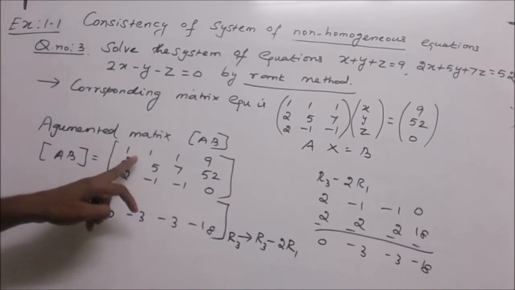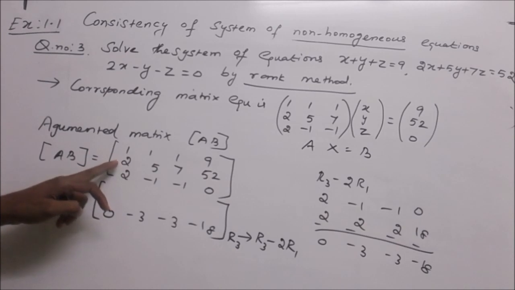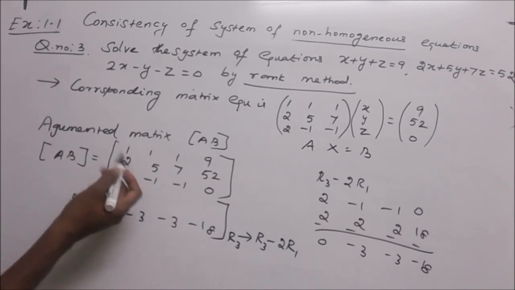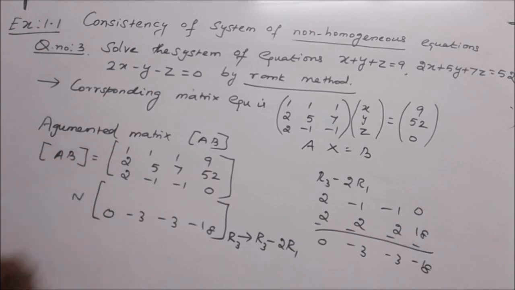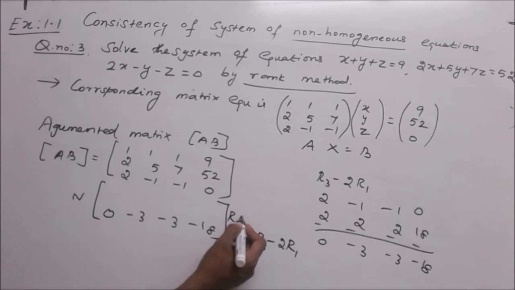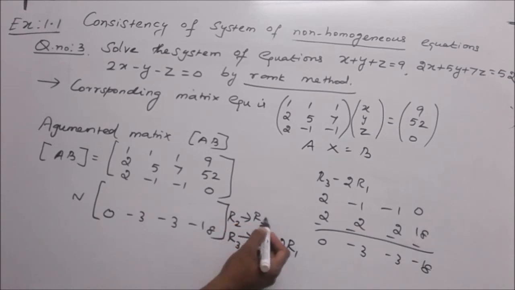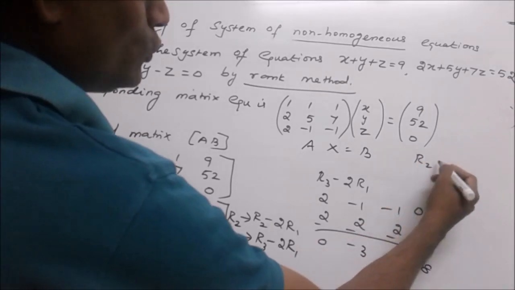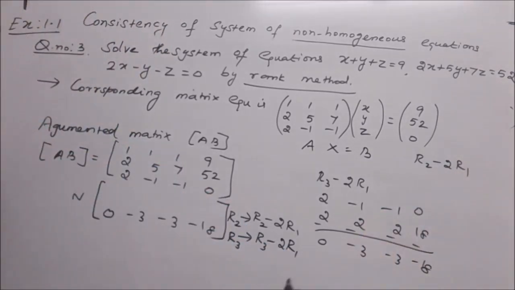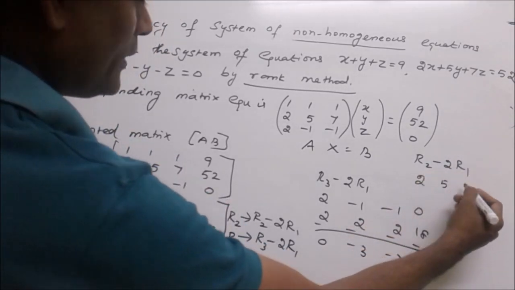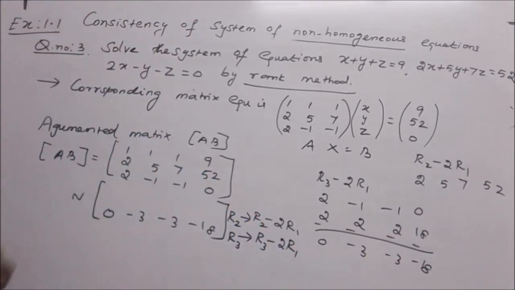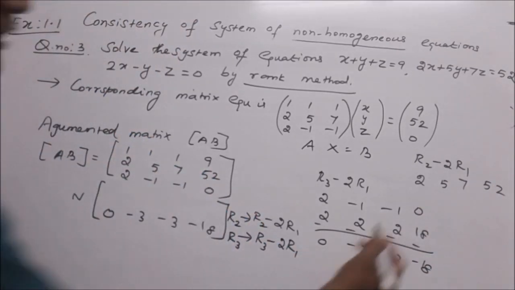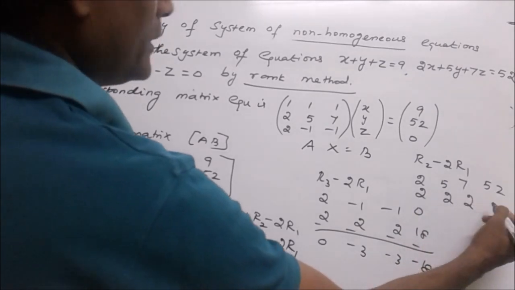Now we are giving priority to making this number 0. Here also we have 2. So multiply R1 by 2 again and subtract from R2. The new R2 is formed by the operation R2 minus 2R1. R2 gives 2, 5, 7, 52, and multiply R1 by 2, again 2, 2, 2 and 18.